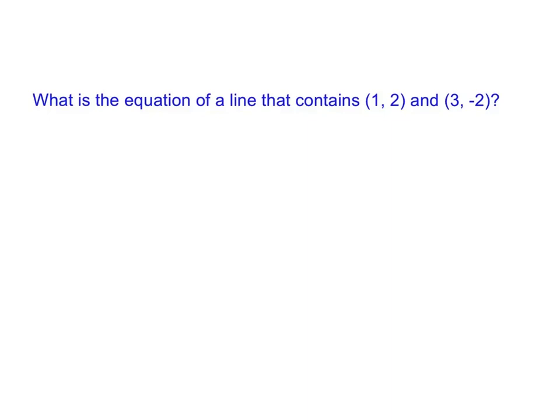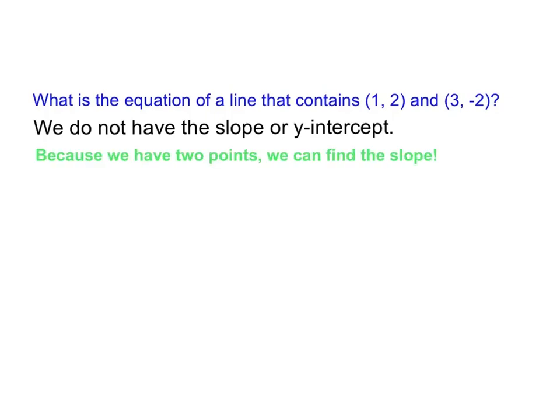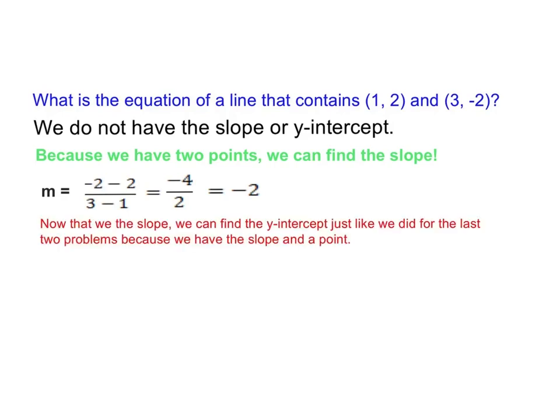So let's go through it. Okay, we're going to find the slope. We have 2 points, we find the slope. We already established that. Now, what you should get for the slope is -2. Here's the thing that I want to change up on you. Okay? Here's the thing. We have the slope. We can find that y-intercept like we did for the last 2 problems because we have a slope and a point.